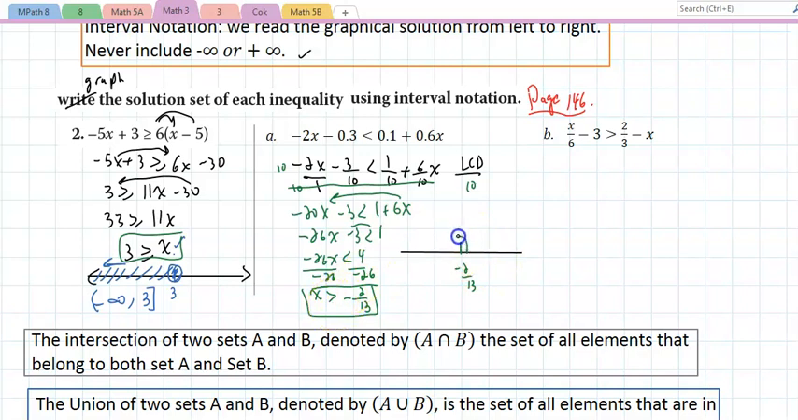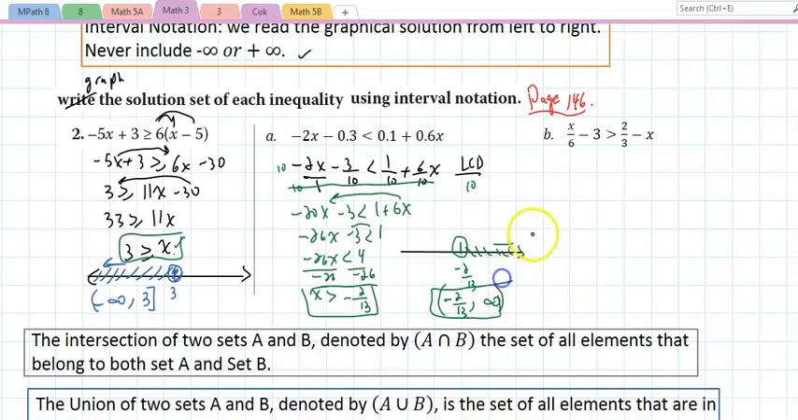It's not included, so that's an open circle. X is greater than, you would shade to the right. So if I read the graph left to right, the first point I come across is 2 over 13, running all the way to infinity. Since that's not included, I use parentheses, and we never include infinities.